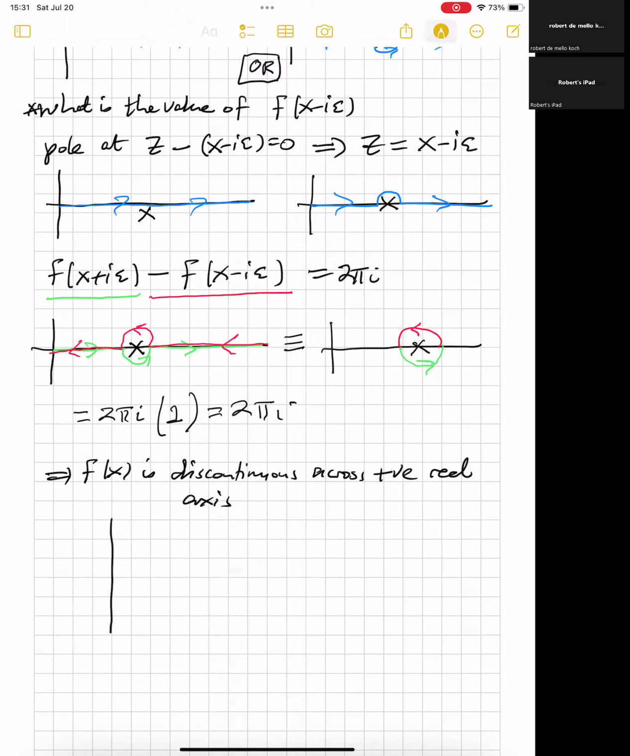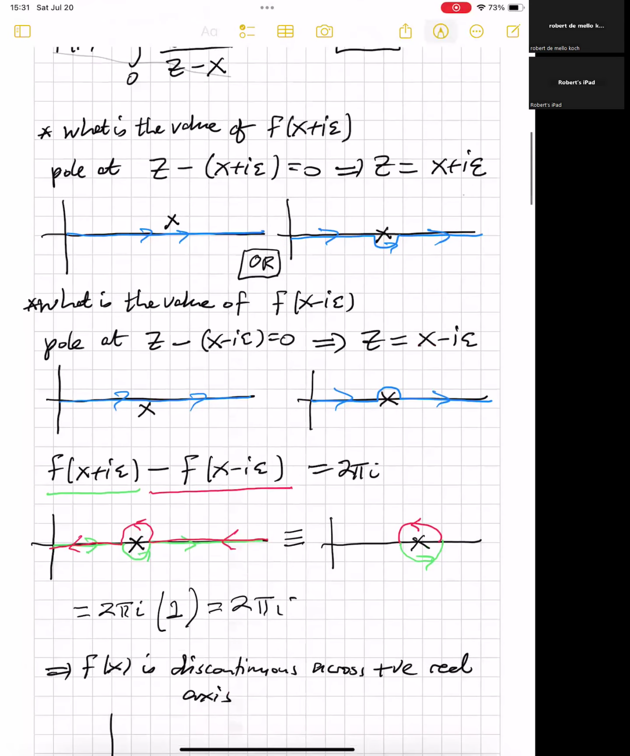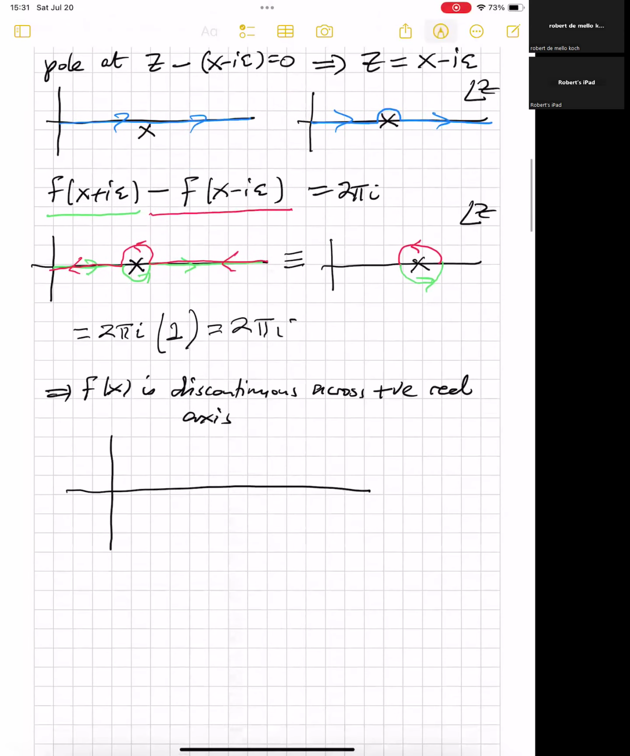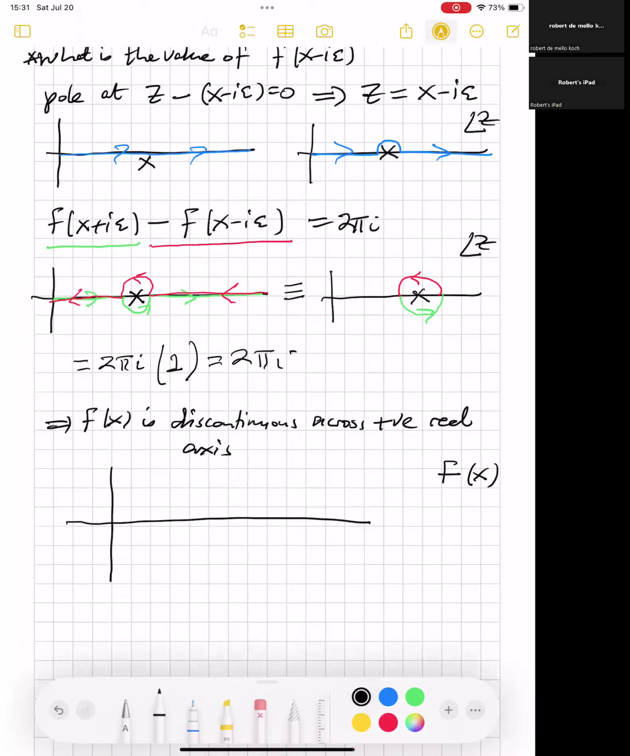So always we're integrating dz. So here I've always been drawing the complex z plane. So if I think about this function f of x, how does it behave? Well, it would be discontinuous across this line.